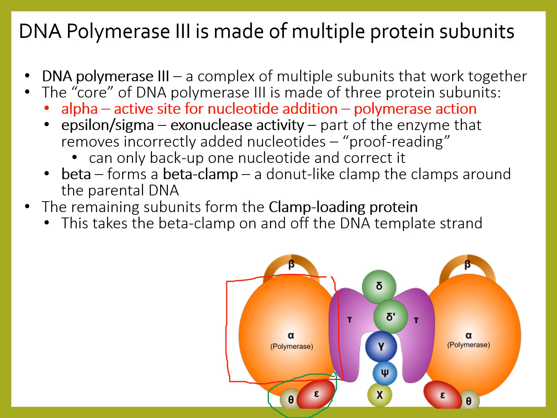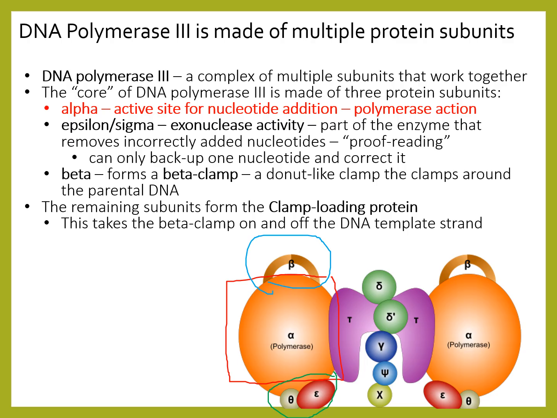The other one I want to show you here is the beta clamp right here. I'm going to circle it right here now in blue. This beta clamp is a donut-like clamp that clamps around the parental DNA. So it actually clamps the alpha subunit, the sigma and the epsilon subunit. It clamps the DNA polymerase III complex to the parental DNA template.